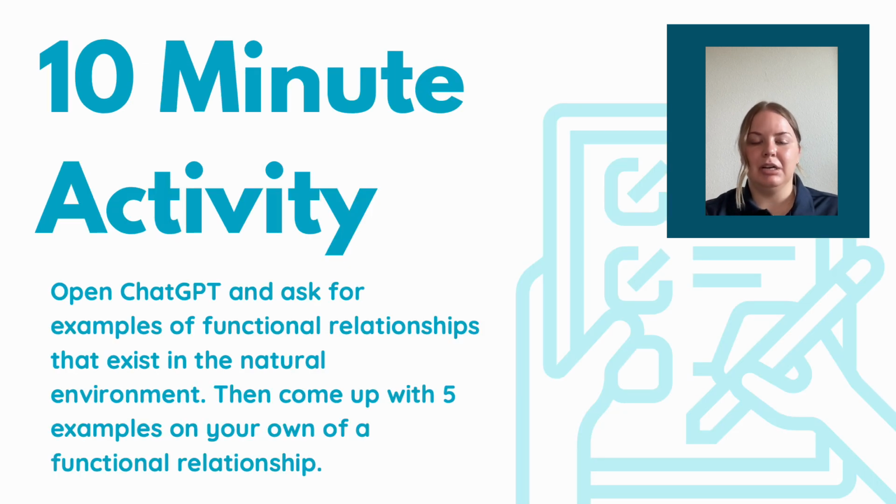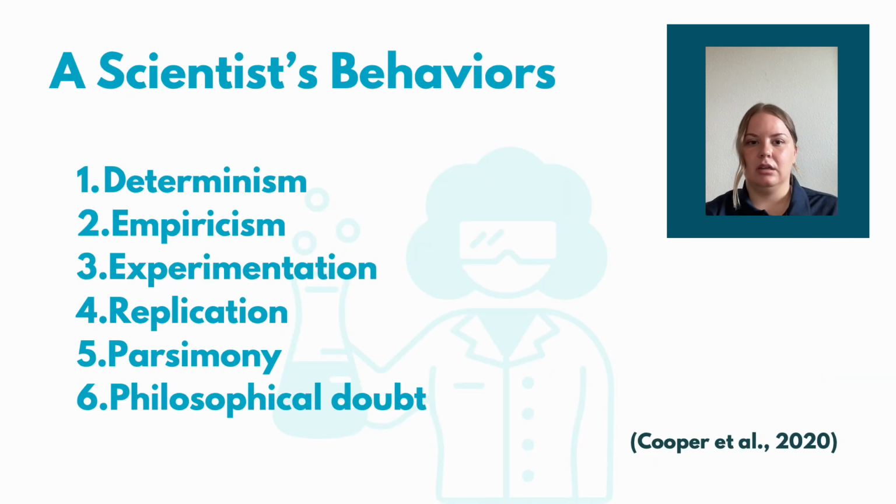Now it's time for a 10-minute activity. Open ChatGPT and ask for examples of functional relationships that exist in the natural environment. Then take time to come up with your own 5 examples. Next, we will talk about a scientist's behavior.